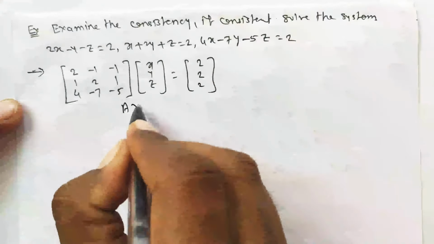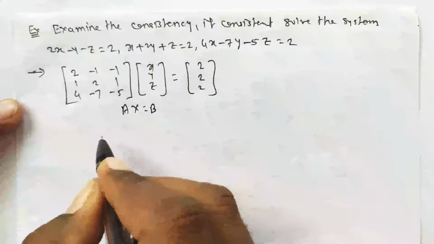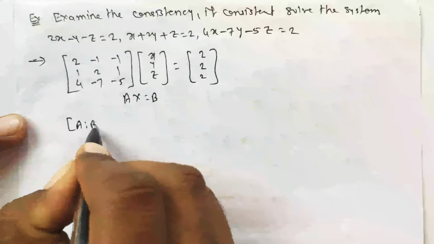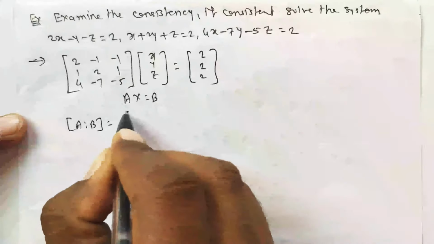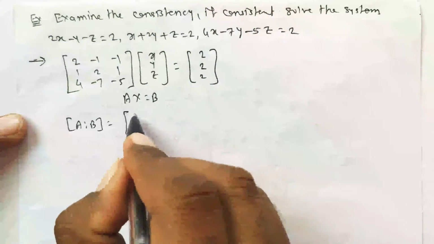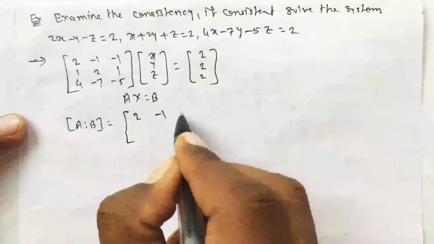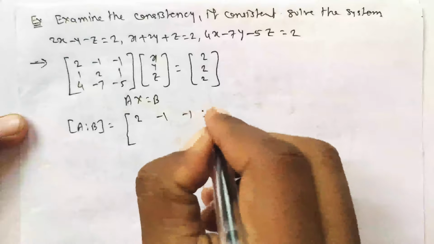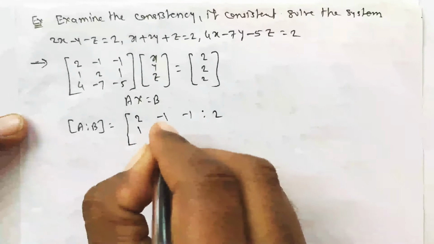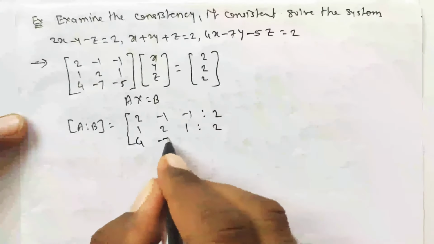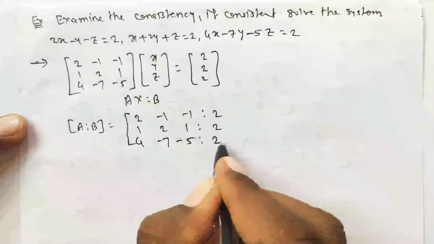So this is the AX equal to B form. Using this we have to write the augmented matrix AB, then reduce that matrix to canonical form, and then decide the nature of the given system. The augmented matrix AB is the joining of A and B, that is 2, minus 1, minus 1, 2, then 1, 2, 1, 2, and 4, minus 7, minus 5, 2.